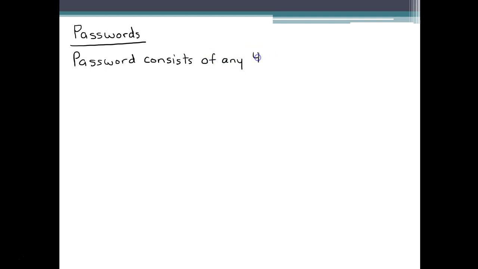All right, let's do another example with the counting principle. Passwords. I mentioned passwords a little while ago. Let's say a password can consist of any 4 digits or letters. Determine the number of passwords possible.